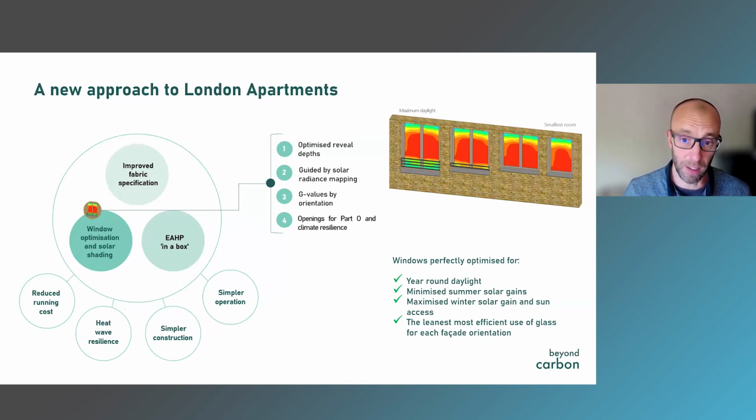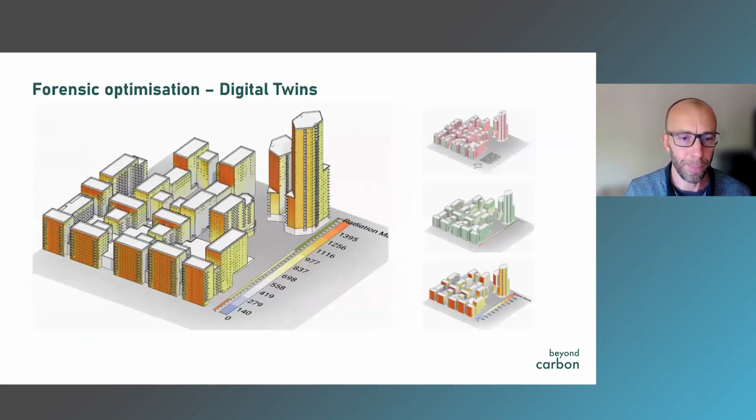Minimal solar gains in the summer, maximal solar gains in the winter. It's really hard. All those things fight against each other. They want different things from the windows, but actually there is a place in the middle of the bullseye, that is optimal, and that's where the lowest costs reside.